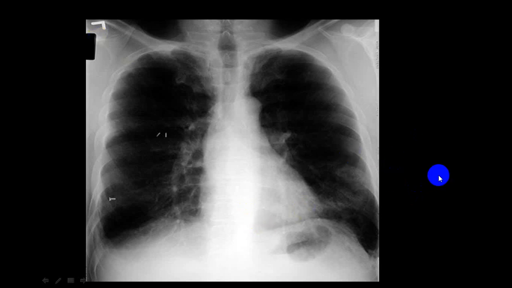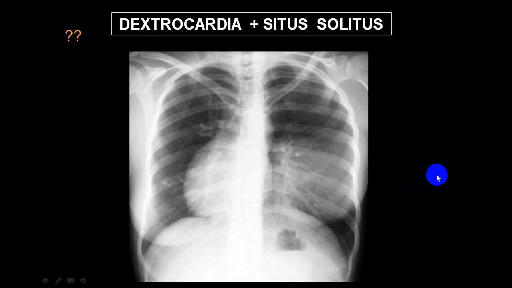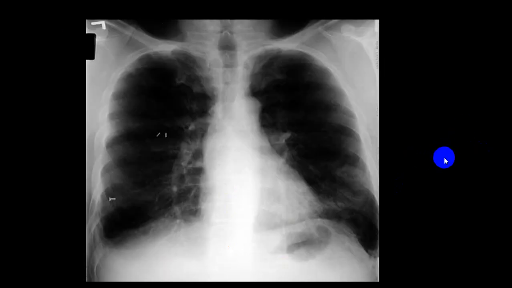Now, this is sometimes mistaken as normal. And here labeling is not done. So labeling should be done properly. So this has to be a right side. This has to be a left side. This is gastric bubble. So this is dextrocardia with situs solitus. If this gastric bubble is seen here, and if this is a right side, then this is dextrocardia with situs inversus. This is dextrocardia with situs inversus.